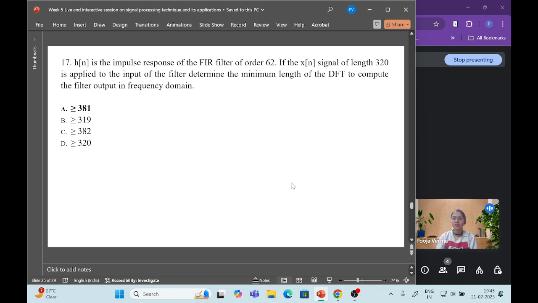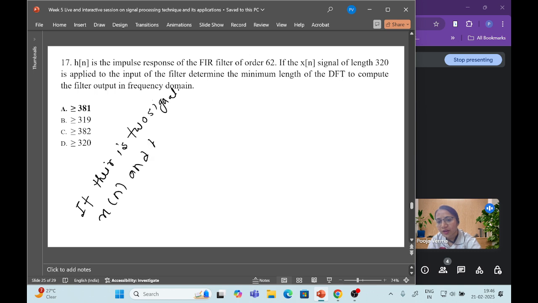Now the next question is: if h of n is the impulse response of the FIR filter of order 62, and an x of n signal of length 320 is applied to the input of the filter, determine the minimum length of the DFT to compute the filter output in the frequency domain. Okay. So there are two signals, not two filters, x of n and h of n.